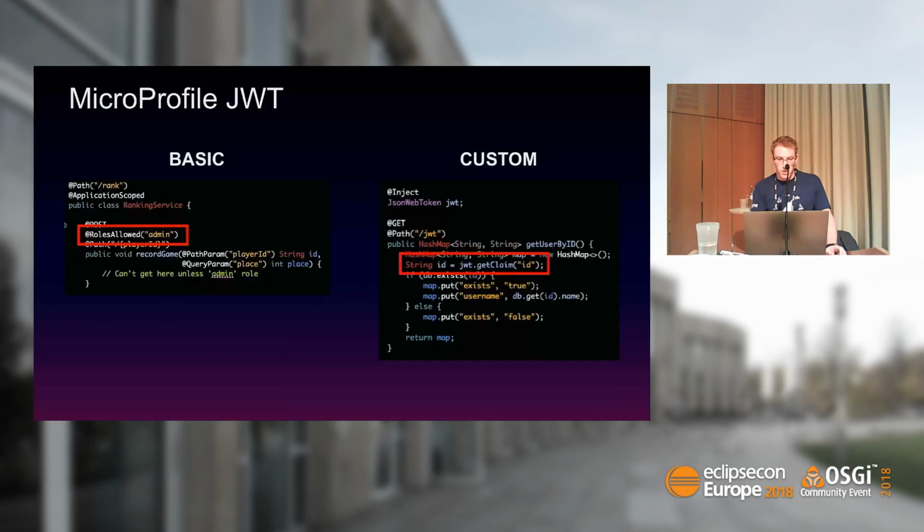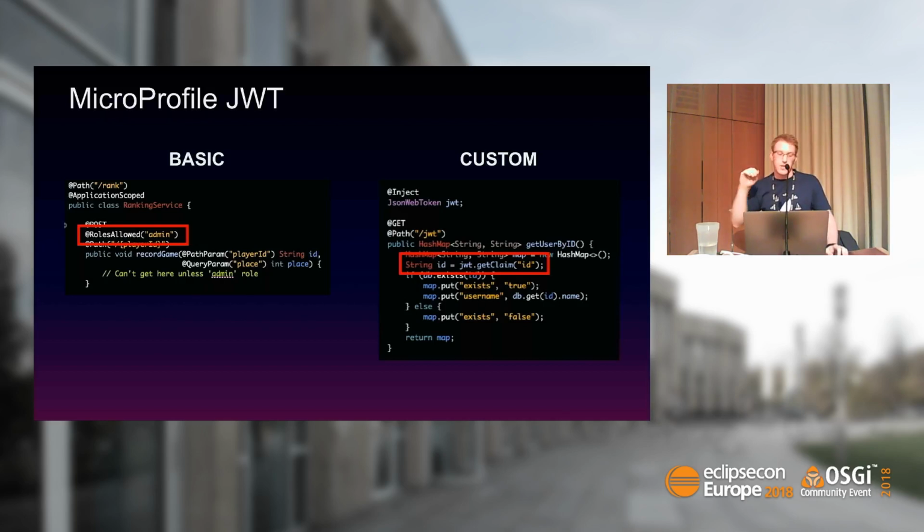So what MicroProfile did here is we did two things, basically. We standardized it so we have a well-known set of claims that Java-based services will use, and also we integrate them with the existing security APIs. So highlighted on the left there, I have the roles allowed annotation, and I say basic there because it's the basic usage, not because it's basic authorization.